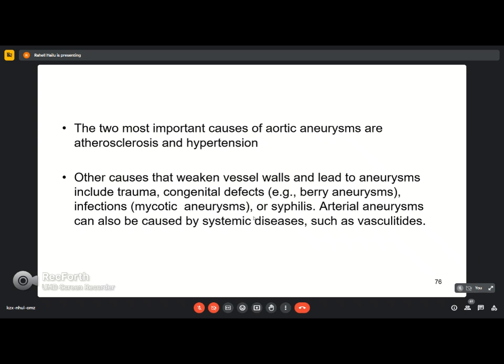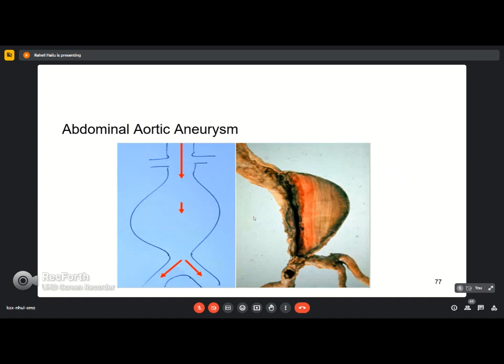So the inoculation of these organisms in the aorta can result in inflammation and destruction of the wall, resulting in its weakening and then progressive dilatation. Or syphilis. Syphilis also has a particular type of aneurysm, which we'll discuss a little later on. They can also be caused by systemic diseases, vasculitides. Vasculitides are diseases that are mostly mediated by autoimmune problems.